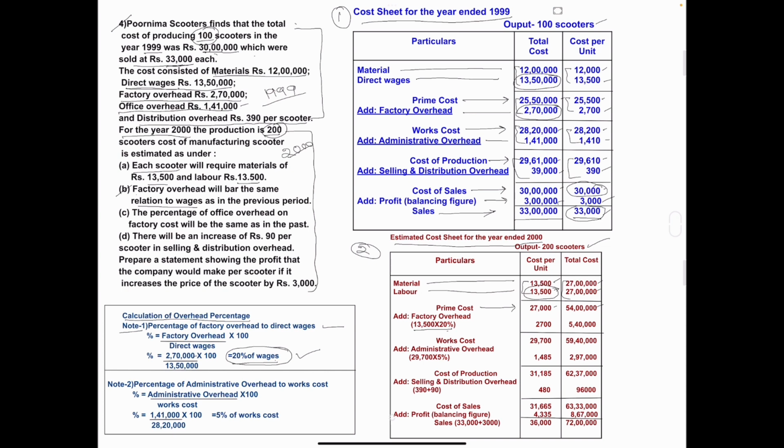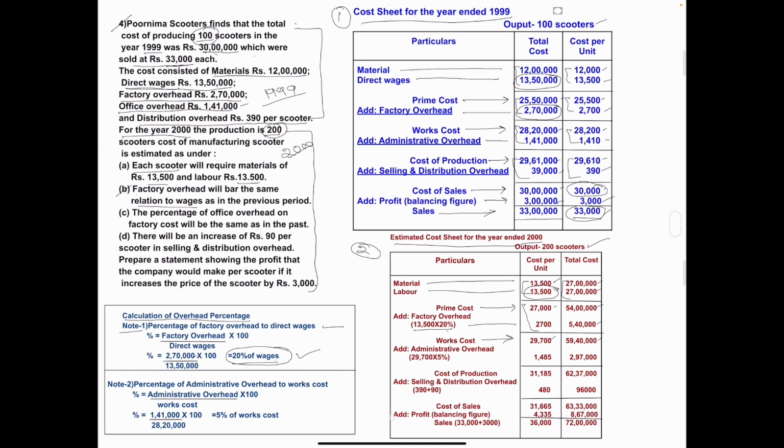13,500 into 20%, the amount is 2,700 we will get. For total, 2,700 into 200, total is 5,40,000. Understood? Add these two: 27,000 plus 2,700, total 29,700. Total column: 54 lakh plus 5,40,000, total is 59,40,000. And this is called works cost.